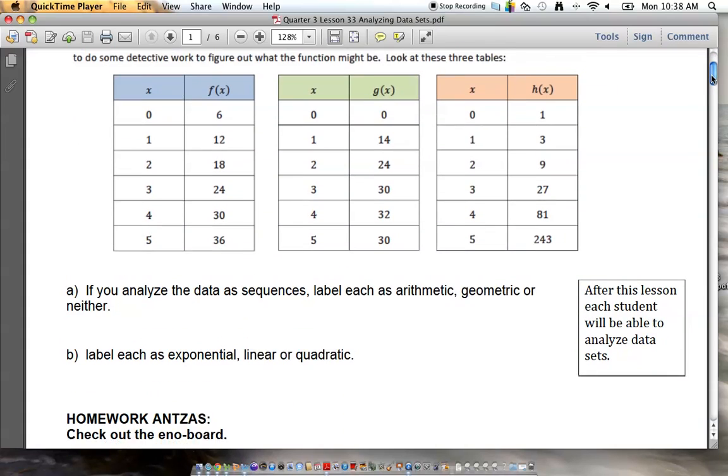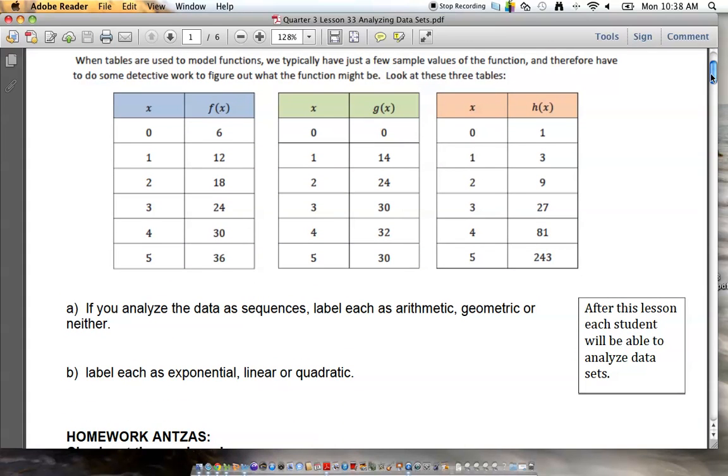Okay. Ready? When tables are used to model functions, what kind of functions are these? Take a look at this one. This relates to the third question on the quiz. Do you notice anything about the change here? Yes, what is it? It's constant. Whenever that change is constant, what kind of function is it? Linear, very good. So this is definitely a linear function.